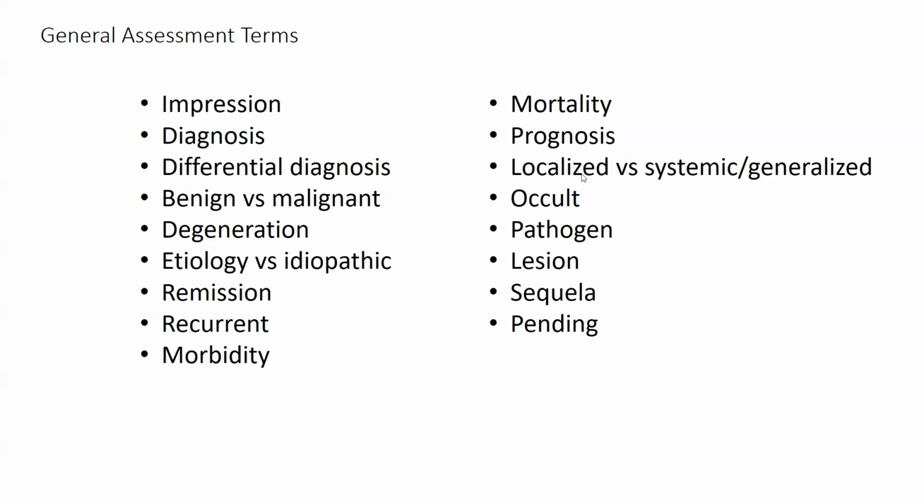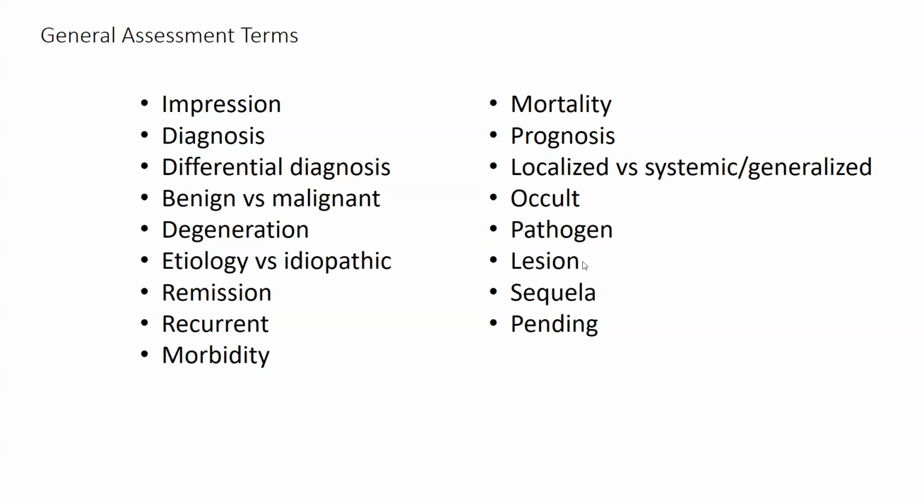If something is localized, like an infection is localized to a finger, or is it systemic and generalized? It means body-wide. Occult sounds evil, but it's not. It's just hidden. Anything that's hidden. A pathogen, as we talked about in a previous video, means something that is capable of generating a disease. So it's a bacteria, or it's a virus, or it's a fungus. It's some living organism that's causing that disease.